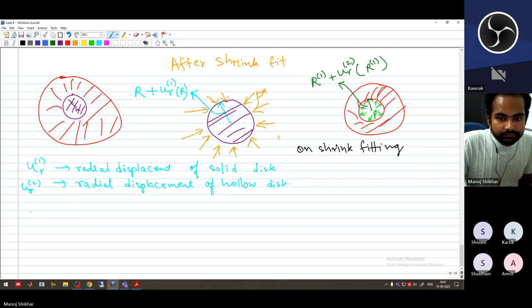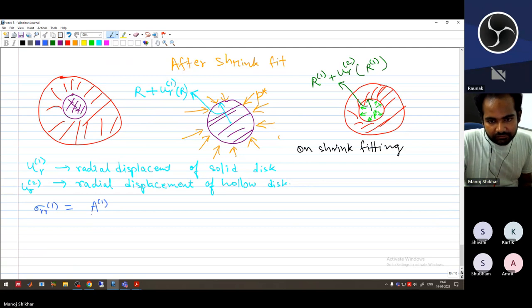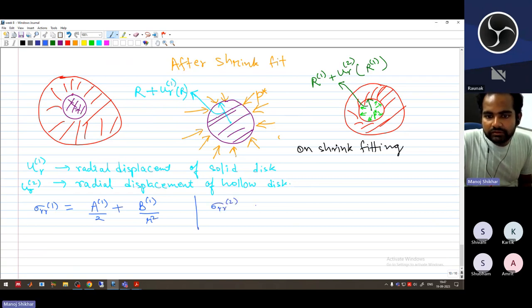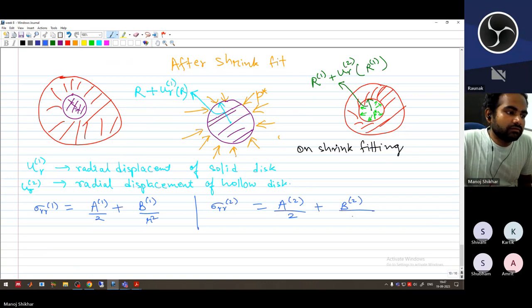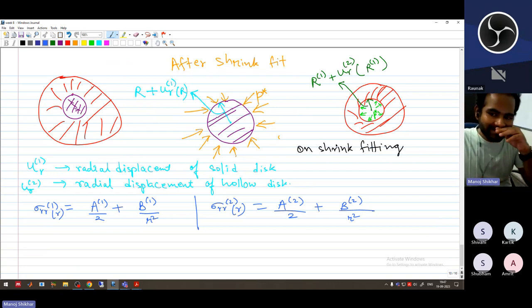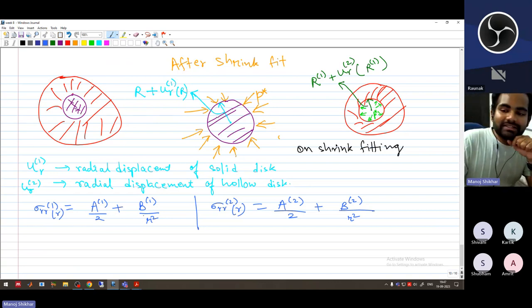So sigma RR1 will be A1 by 2 plus B1 by R squared. Sigma RR2 is A2 by 2 plus B2 by R squared. And this R will be replaced with capital R or capital R1 or whatever it is. But here it should be smaller because as a whole we are taking, right?